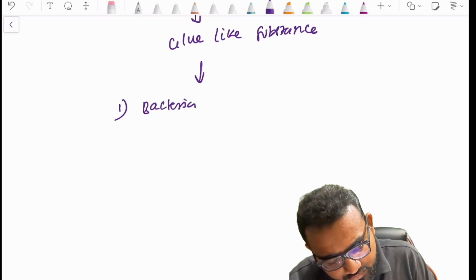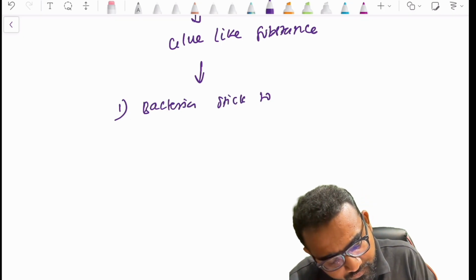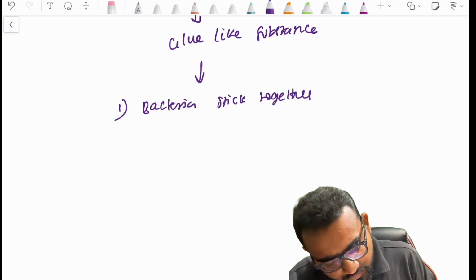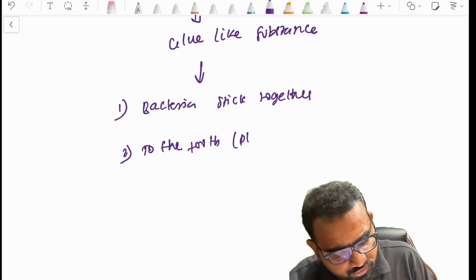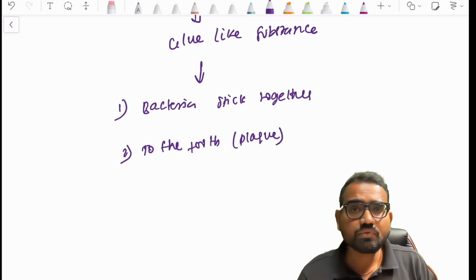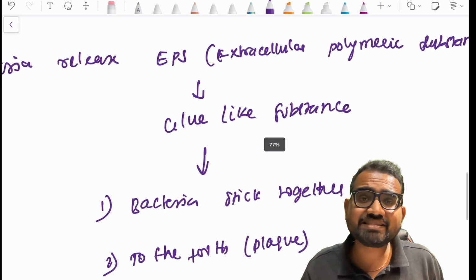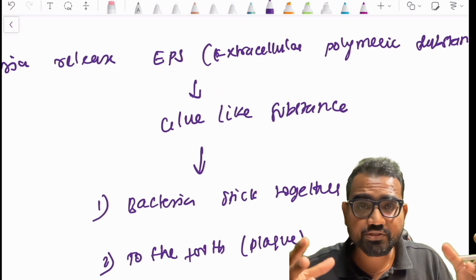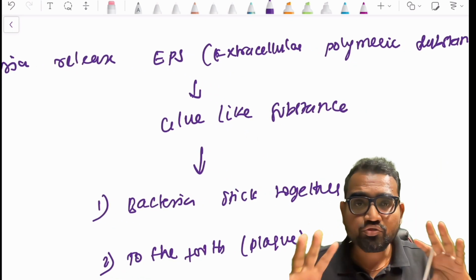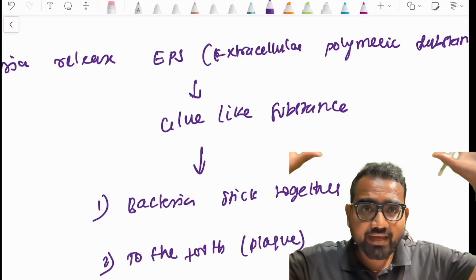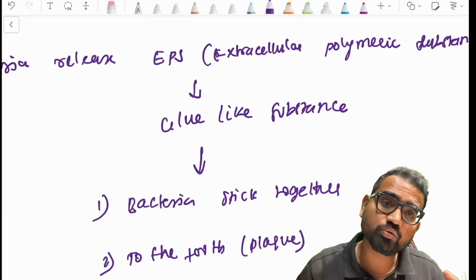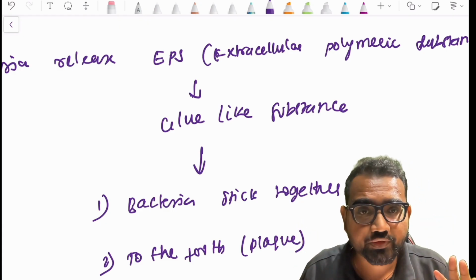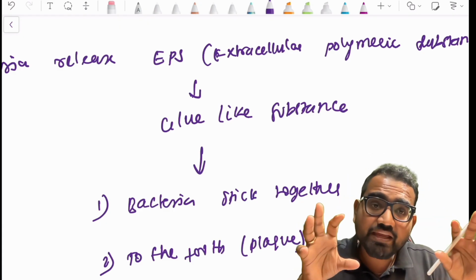Bacteria stick together and to the tooth. So plaque remains attached to the tooth. This is one of the main functions of these extracellular polymeric substances, which will be released by the bacteria. So it will release a glue so that the entire group of bacteria will remain stuck together to itself and also to the pellicle and the tooth. Okay, so this is another very important step.